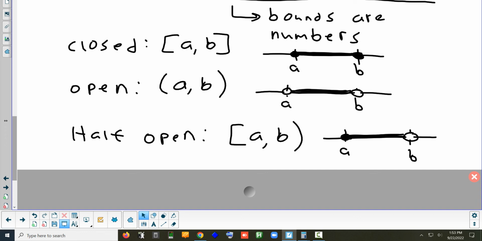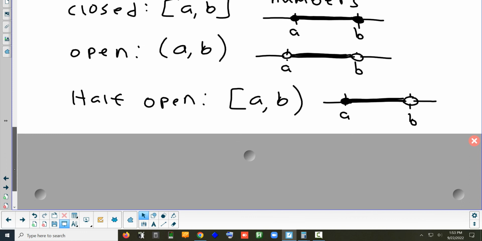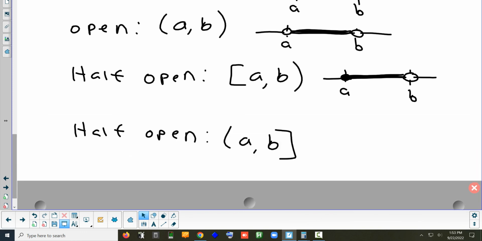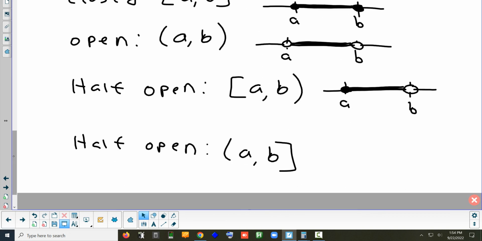And what do you think the fourth type is? Closed on the left, closed on the right, open on the left. Yep, just switching which one is open and which one is closed. So now this is a half-open interval on the left. I'll let you figure out what the picture would look like. So this means do not include A, but you can include B. And again, these are all bounded. They start at a number, they stop at a number.